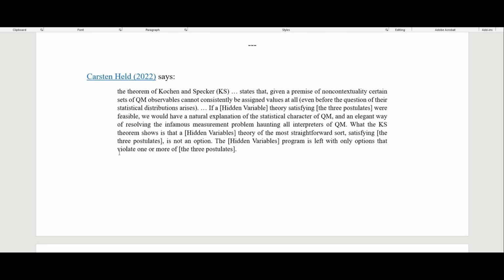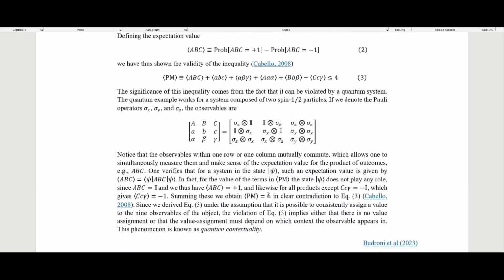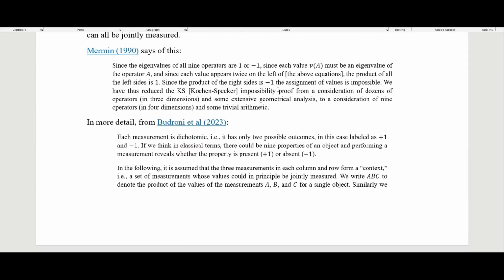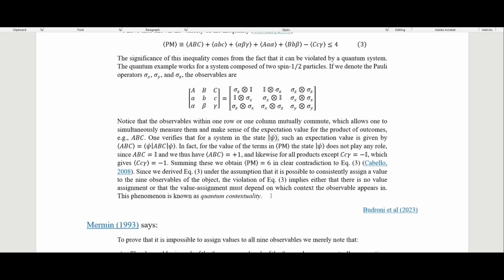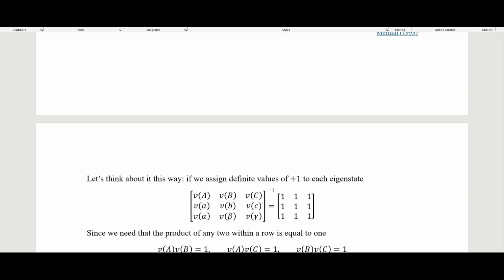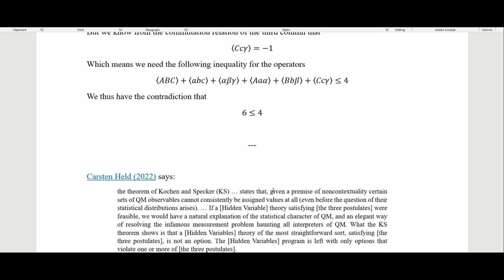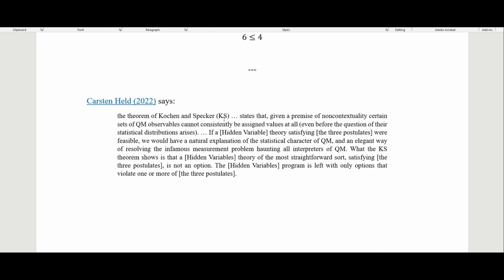All right, and like I said, that's essentially what all of these up here are saying, but they say it in a little bit more complicated way, so I'm not going to read through all of those. The theorem of Kochen and Specker states that given a premise of non-contextuality, certain sets of quantum mechanical observables cannot consistently be assigned values at all, even before the question of their statistical distributions arises.